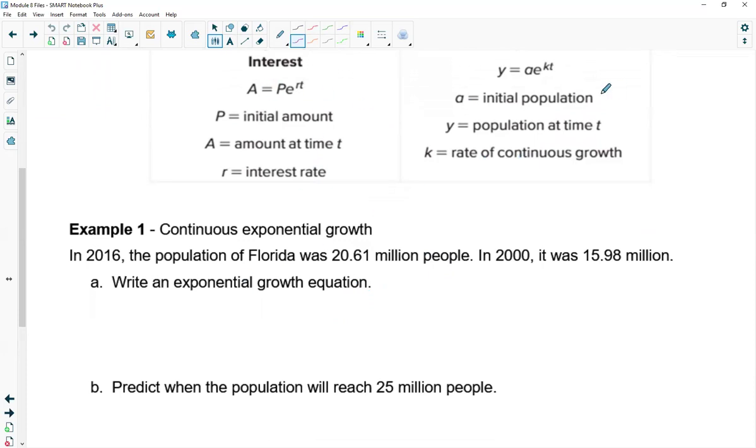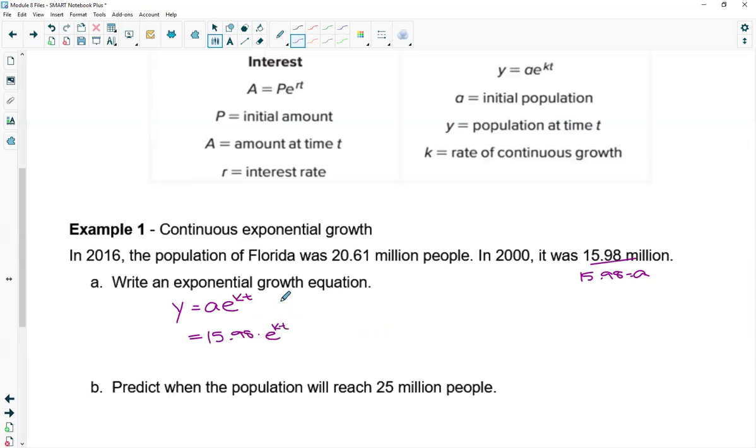So using our exponential growth equation, which is going to be this top one here, we're going to have y equals a e to the kt. Now we're going to know a couple things here. y is our output, and we need to solve for a couple of these variables. a is going to represent our starting value, which is going to be 15.98. Let's call this year 0 instead of year 2000. So we've got y equals 15.98 times e to the kt.